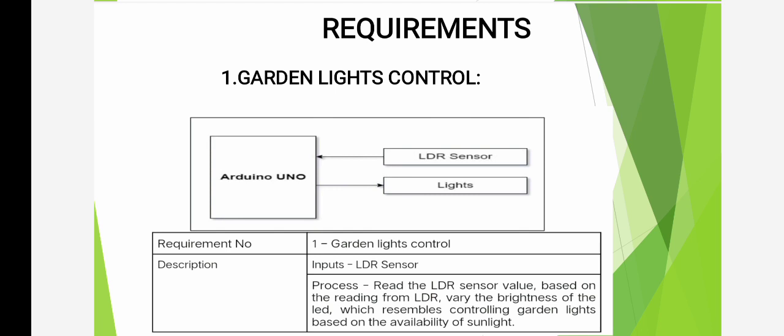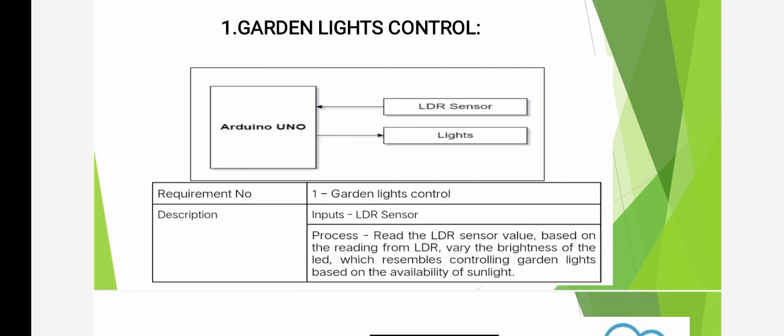Requirements: garden light controller. This is the garden light controller structure. In this garden light controller structure, the Arduino Uno board is connected to the LDR sensor. This is the input sensor.